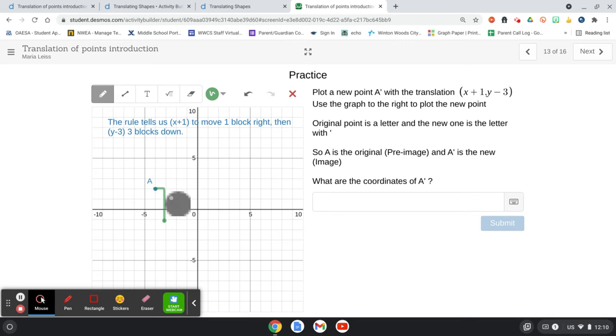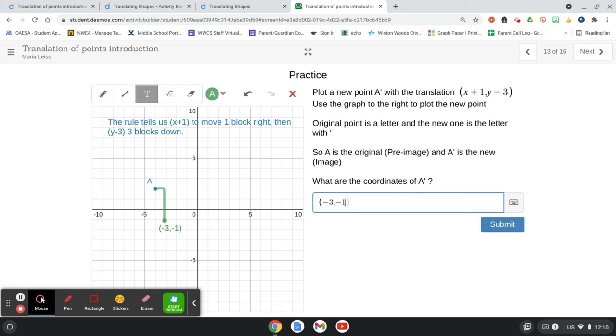What is the coordinate? This is where people are getting confused. In this box right here, you're going to write the ordered pair that represents this point. So this point right here is at -1, -2, -3, and then it's down 1, so it's -1. So this is the coordinate that I'm going to put in here, -3, -1, because this is where it ended.